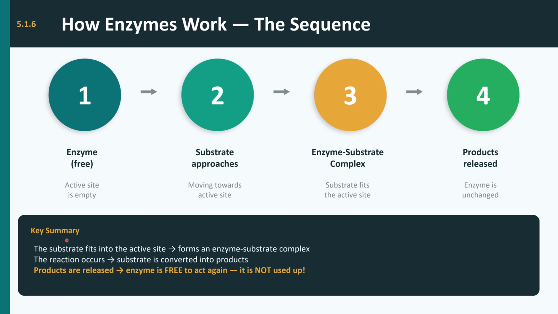So here is the key summary. The substrate fits into the active site, forms an enzyme substrate complex. The reaction occurs, substrate is converted into products. Products are released, enzyme is free to act again. It is not used up. The unchanged factor, this is the most common exam question topic, really emphasizes that the enzyme at step 4 is identical to the enzyme at step 1.